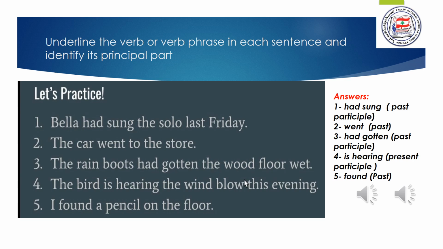3. The rain boots had gotten the wood floor wet. The verb phrase is had gotten. Gotten shows the past participle form. 4. The bird is hearing the wind blow this evening. Is hearing is the verb phrase. Hearing, since it ends with ing, is the present participle form. And is is a helping verb. 5. I found a pencil on the floor. Found is past.